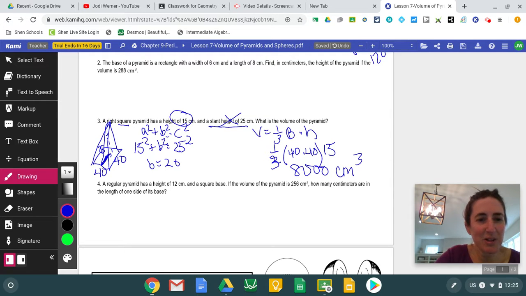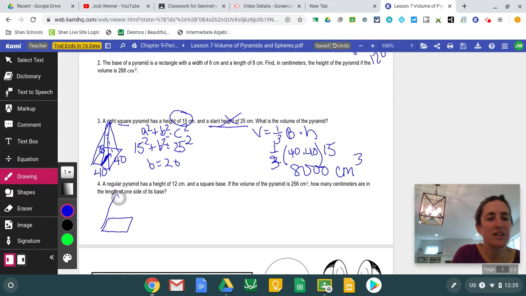A regular pyramid has a height of 12 centimeters and a square base. So that means my height on the inside is 12, with a square base. If the volume is 256 cubed centimeters, how many centimeters is the length of one of its bases? I'm going to make those X.